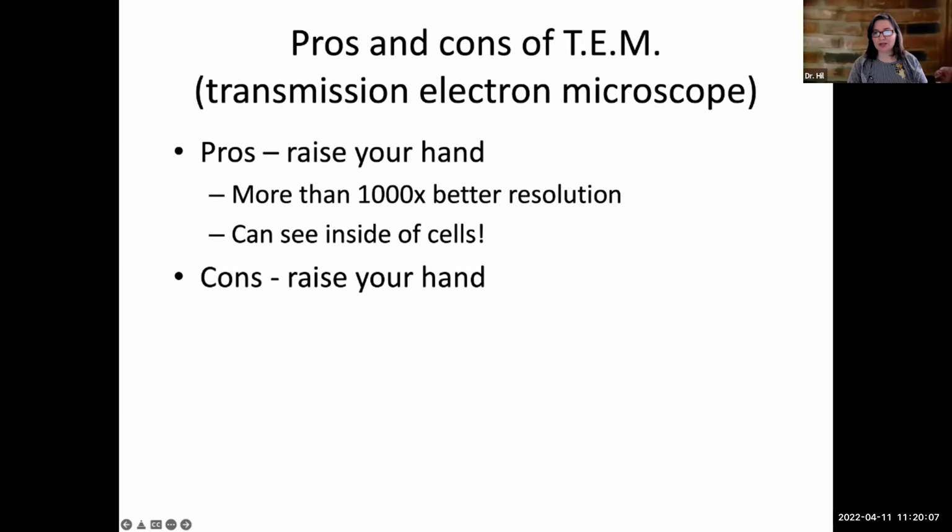Any cons? Raise your hand if you know of any reasons why. What are the limitations or the shortcomings, things that it just can't do? Andrew, go ahead. It kills whatever it is looking at. It'll kill it because of the electrons. Yeah. So I'm going to rephrase that a little bit. It has to be sliced super thinly. Yes. It has to be super, super thin slices.